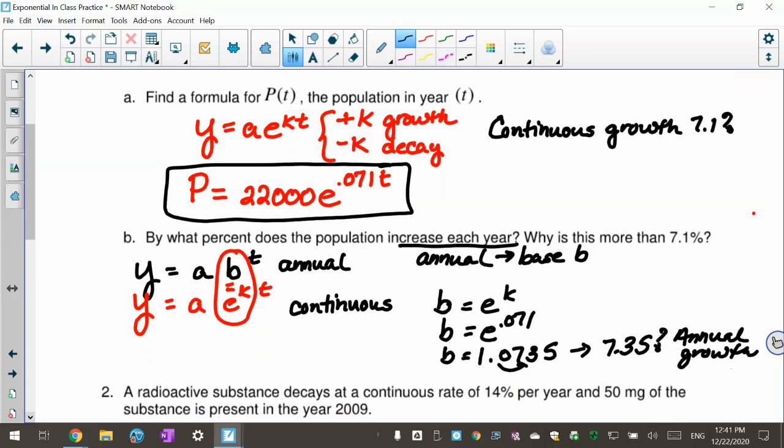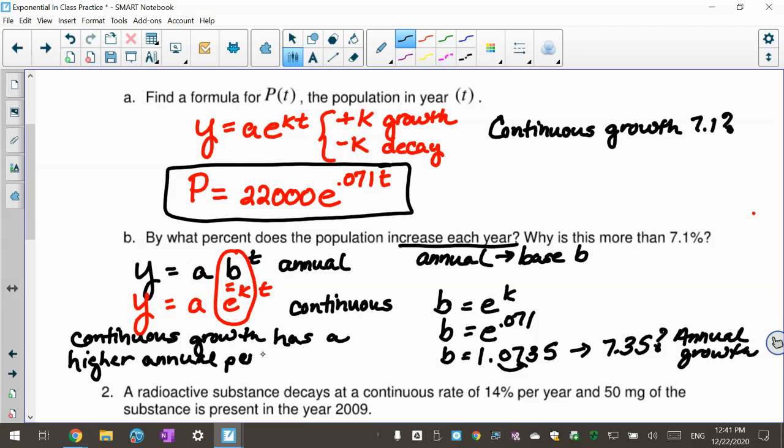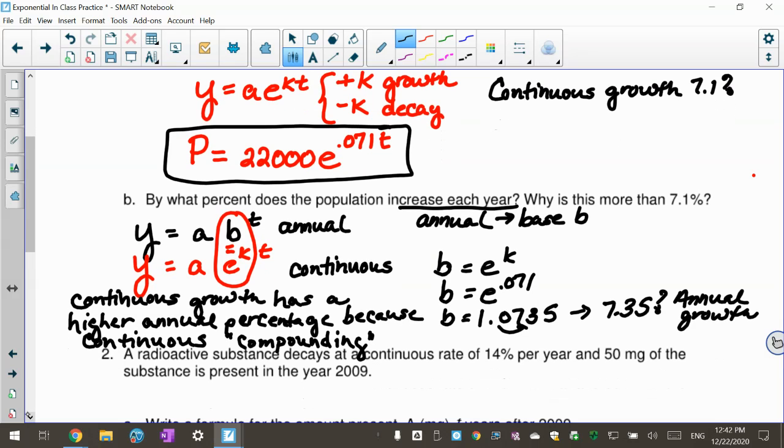Okay, so how would I actually explain this? Continuous growth, which is base e, has a higher annual percentage because of continuous, and I'm going to be really loose with this term, compounding. It's kind of like compound interest. You're getting interest on your interest. Well, that's what continuous growth is. You're growing, and then people are having babies, and then babies are having babies. So it's almost like a continuous compounding effect. So this is really what it grew at the end of the year, even though it was continuously growing 7.1%.